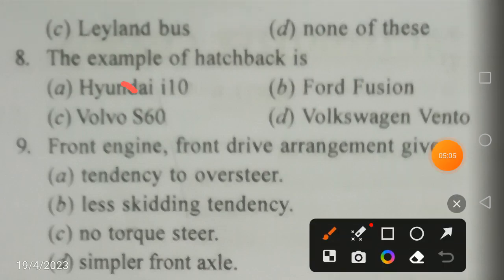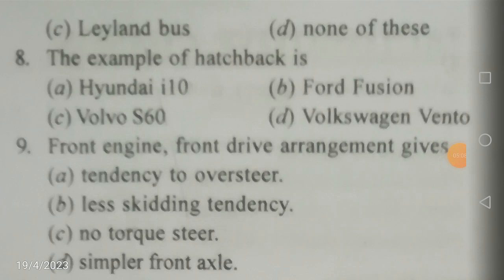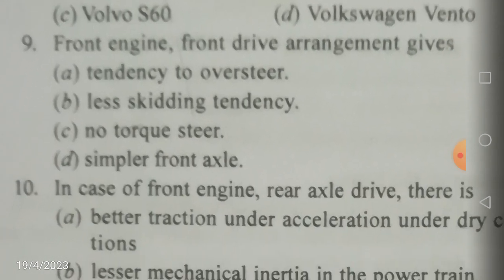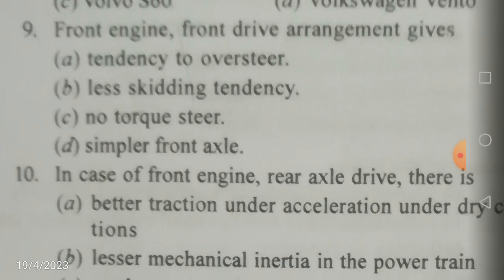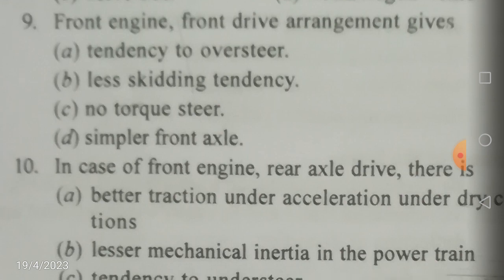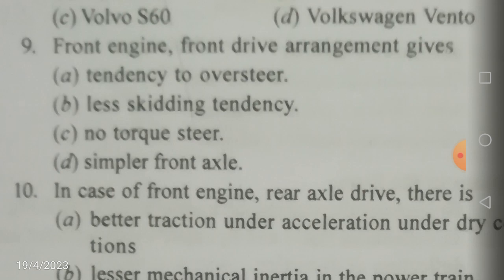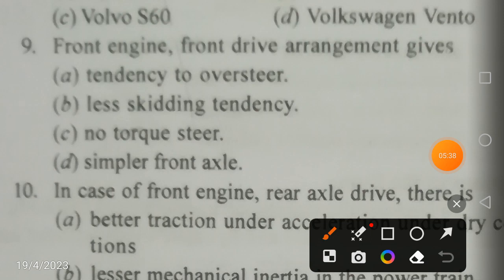This is the example for hatchback type of car body style vehicle. Front engine, front drive arrangement gives... so in a particular vehicle, let us say in an automobile, the front engine is there and the front drive arrangement is also there. So in that case, what is it going to give? Is it going to result in tendency to oversteer, less skidding tendency, no torque steering, or simpler front axle? So the correct answer is less skidding tendency. Skidding tendency of the vehicle will be reduced if we are using a front engine and front drive.